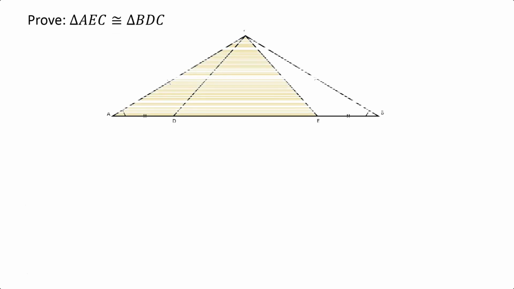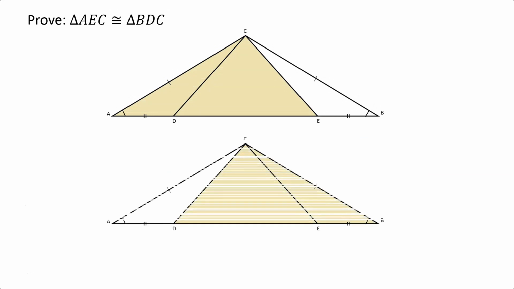Now we're going to prove the two medium triangles equal. If you notice, I have shown the original triangle twice with each of the triangles we are trying to prove congruent highlighted. This makes it a little easier to see which two triangles we're talking about.